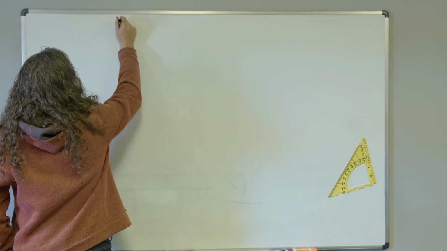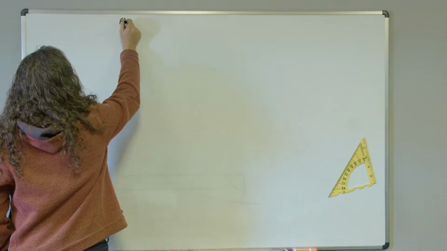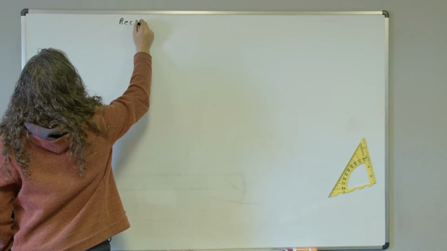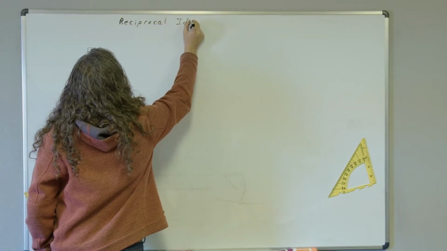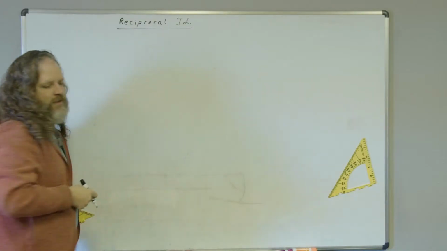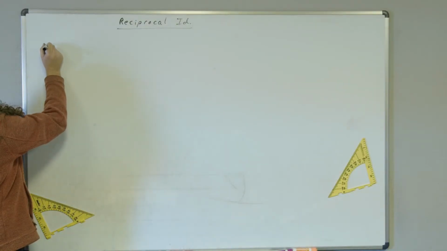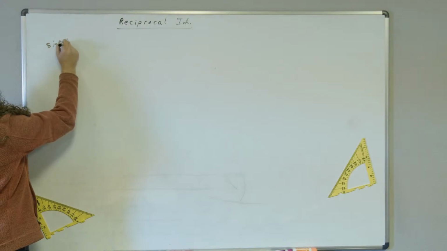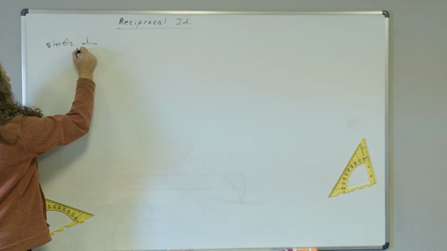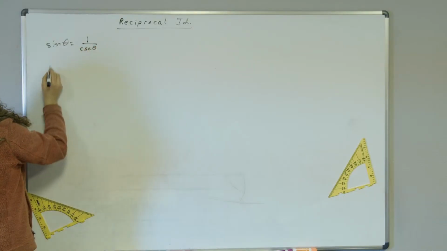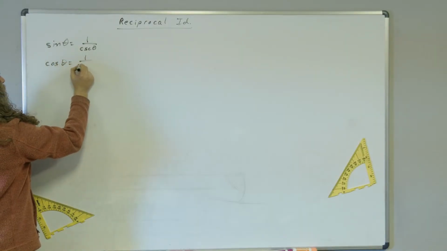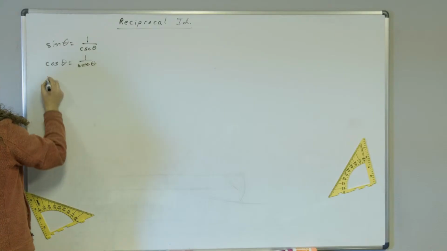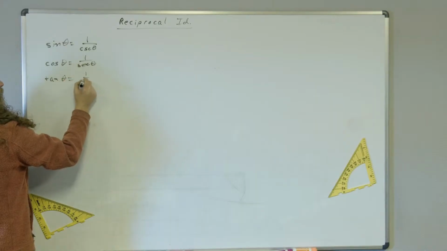The first set of identities you actually already know, and that is the reciprocal identities. Reciprocal identities are these: the sine of theta equals 1 over the cosecant of theta. The cosine of theta equals 1 over the secant of theta. The tangent of theta equals 1 over the cotangent of theta.